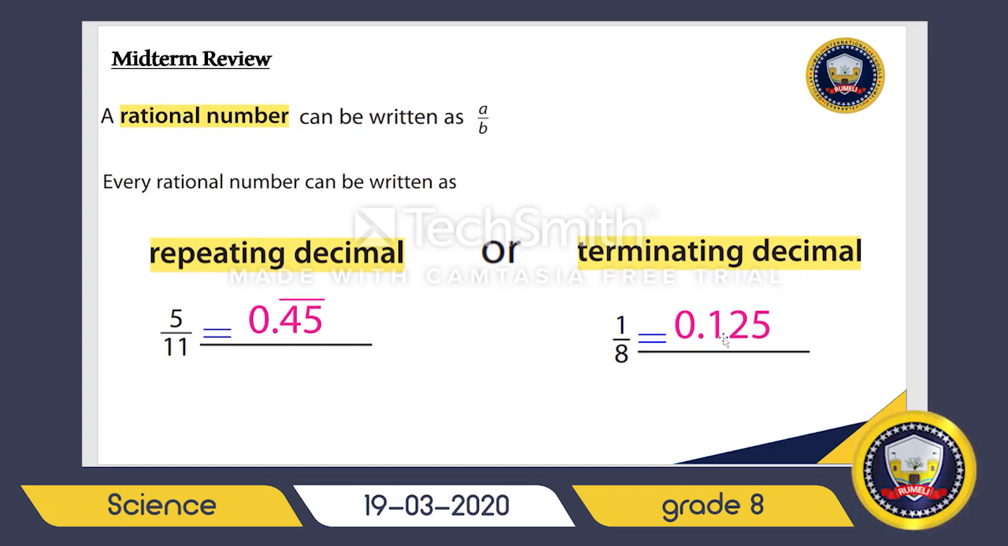Terminating decimal means I have a limited number of digits after the decimal point. 1 over 8 is 0.125, which is a terminating decimal. So this number could be written as 1 over 8, which is a over b. Then this number is a rational number.